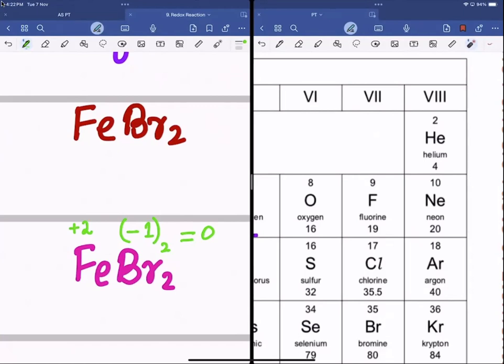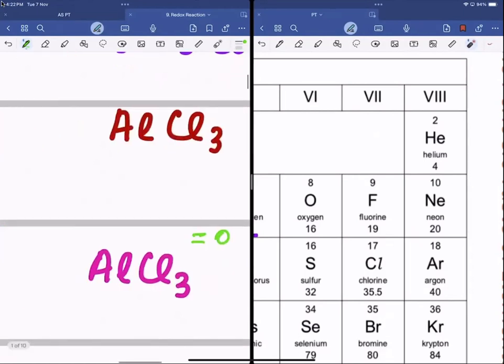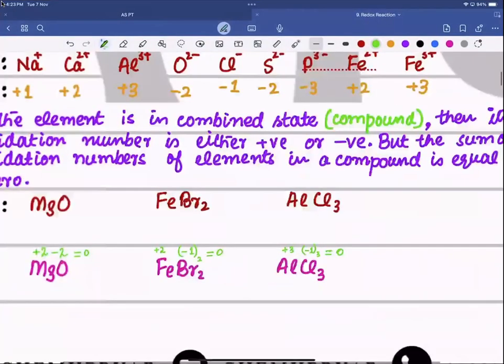Is this clear? Now have a look at the third example. Chlorine is in group 7 again, so its oxidation number is going to be -1 and there are 3 chlorines. So it becomes -3 and the net charge is 0, which means aluminium must have a +3 oxidation number. Is this clear? Yes, Khatija? Yes, sir. Okay.